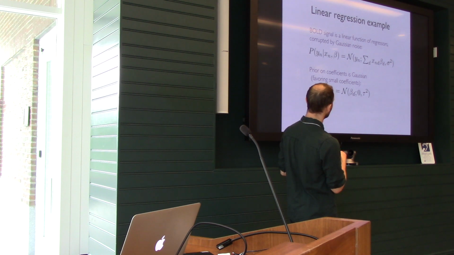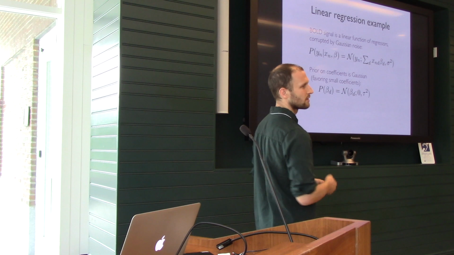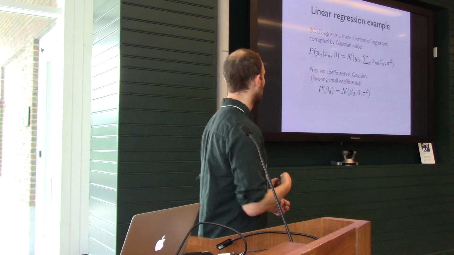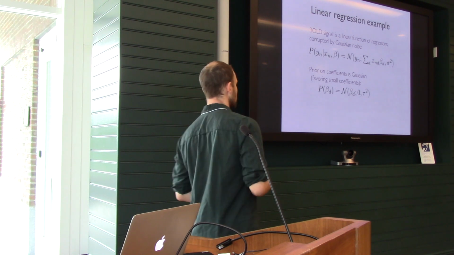And the one thing that we're going to do a little bit differently is instead of just estimating the maximum likelihood estimates, which is the standard thing to do in fMRI analysis, we're going to place a prior on these coefficients, a Gaussian prior that favors them to be smaller, closer to 0.